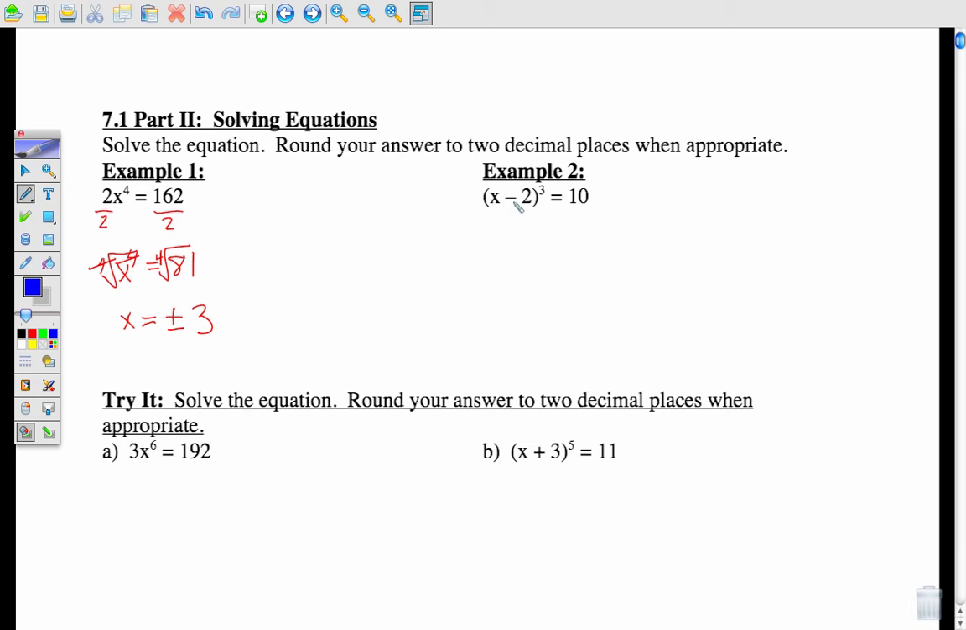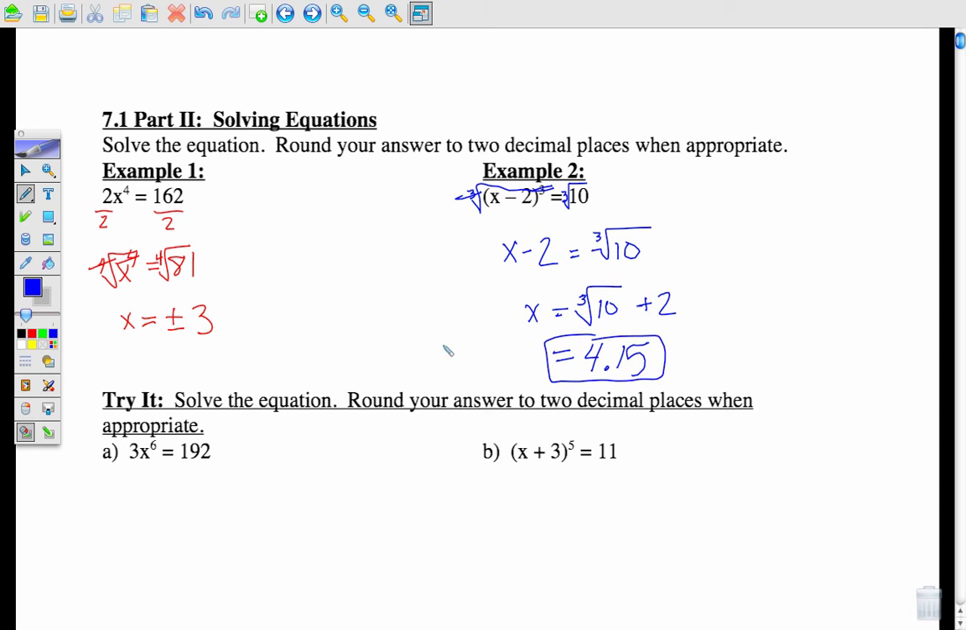Example 2 over here, we have to take the cube root first before we add 2 because this 2 is in parentheses. So the cube root and the 3 will cancel out. You end up with x minus 2 equals the cube root of 10. Then I add 2 to both sides to get x equals the cube root of 10 plus 2, which if you grab your calculator and punch in the cube root of 10, you'll get 2.15. Add 2 to that, you will end up with 4.15.